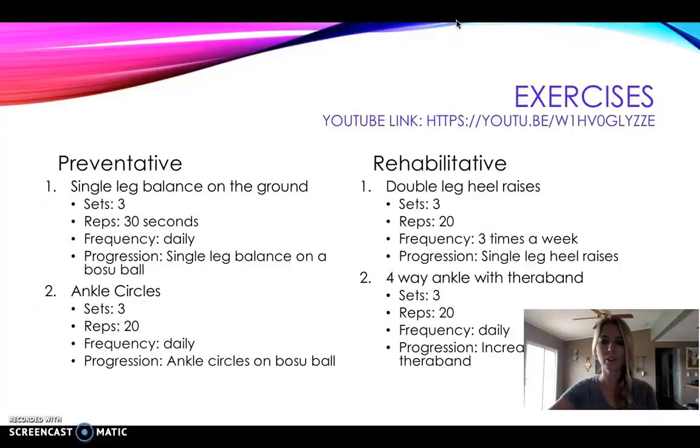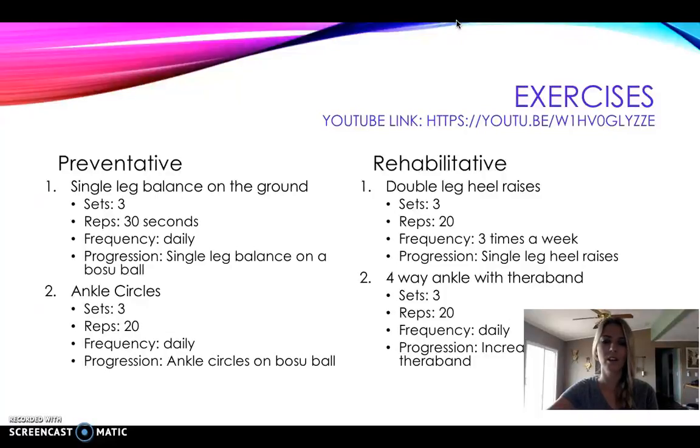Some preventative exercises for a grade 2 ankle sprain are single leg balance on the ground, which can be progressed to single leg balance on a Bosu ball. The single leg balancing helps focus on all the stabilizer muscles in the ankle and can make sure they fire when you're on an uneven surface, such as running in soccer. The ankle circles are done in the air, or you can do them on a Bosu ball. Again, the circles help with all those stabilizer muscles, and they make sure that you're strong in any direction the ankle goes.